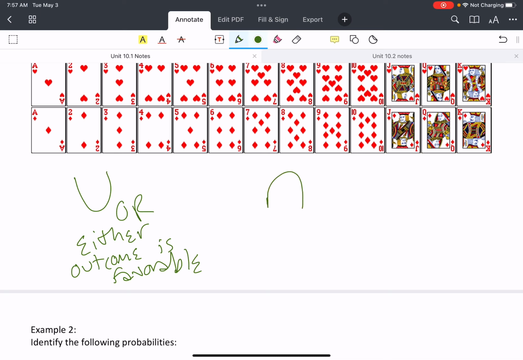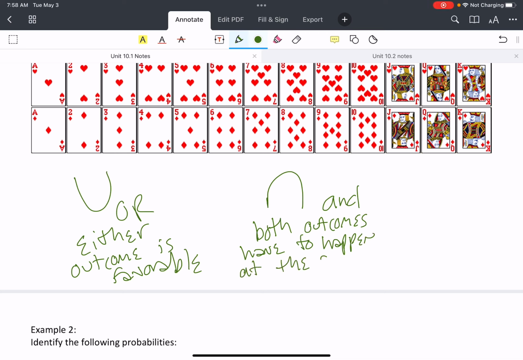Versus, you'll see this one, that's called the and symbol. Means both outcomes have to happen at the same time. So take a second and write those down, and then we'll try some probabilities with those.